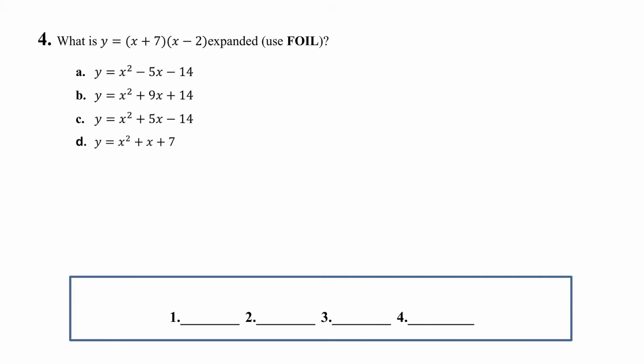It says, what is y equals x plus 7 times x minus 2 expanded? So to get it into expanded form, we can use FOIL, which is an acronym that tells us to find 4 products. The product of the first terms, the outside terms, the inside terms, and the last terms. When I find all of those products, x times x is x squared, x times negative 2 is negative 2x, 7 times x is 7x, and 7 times negative 2 is negative 14.